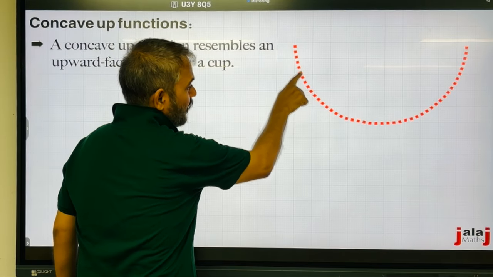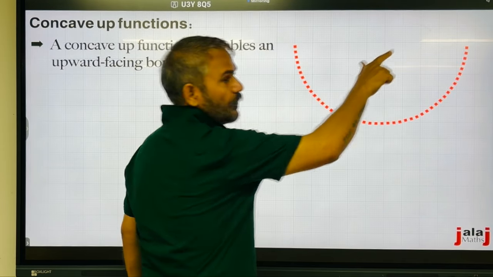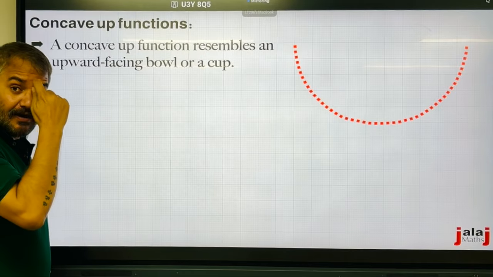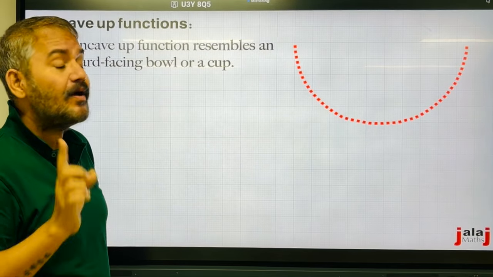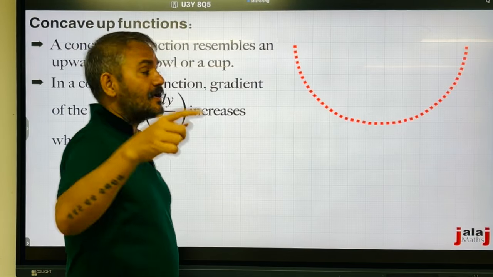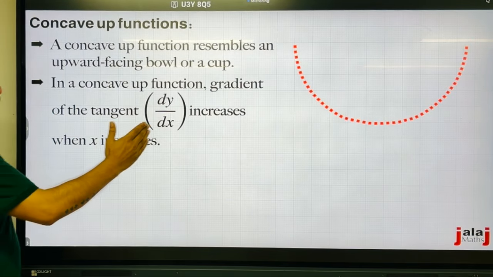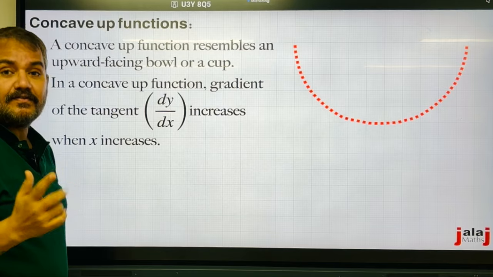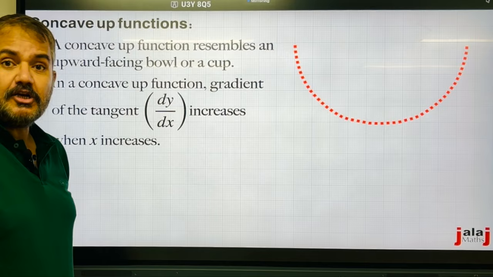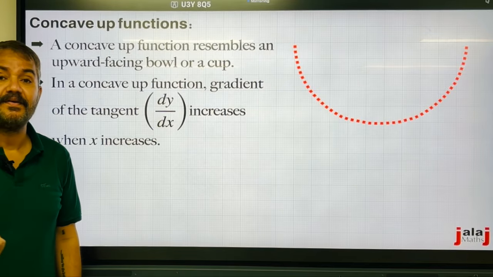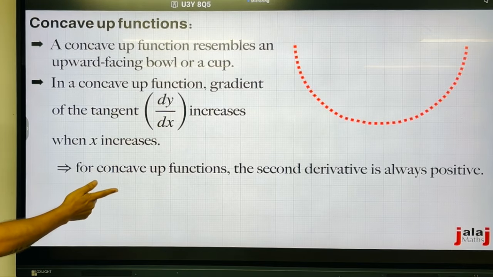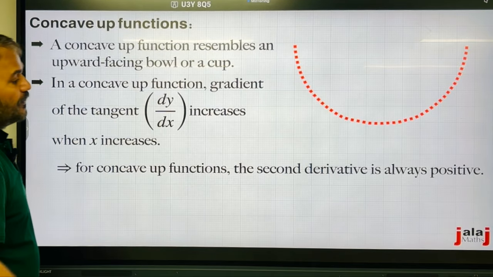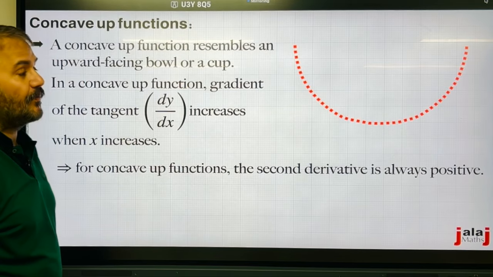From this top point coming down till this vertex and further going up, at each point when you draw a tangent, the gradient of the tangent may be positive, may be negative, but the value of the gradient will keep increasing as x increases. As a result, the change in the gradient, that is the second derivative, will be positive, because the gradient is increasing.